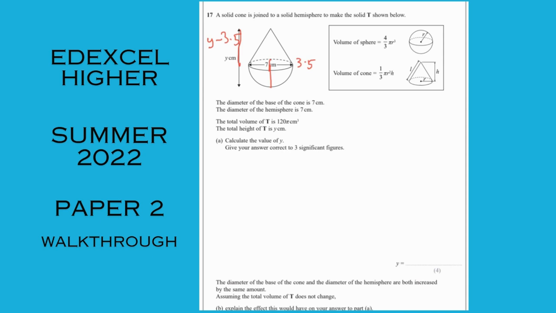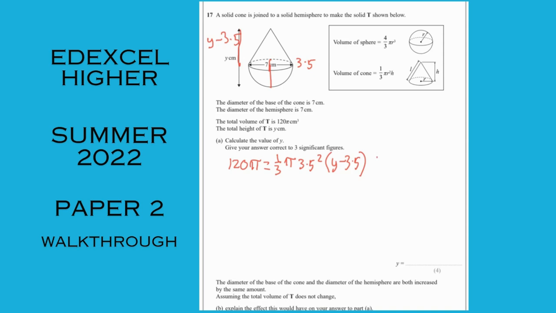So let's crack on. The total volume is 120π. We've got the volume of the cone. It's a third times π times the radius squared times the height. This is where it gets a bit messy, but that is the volume of the cone.